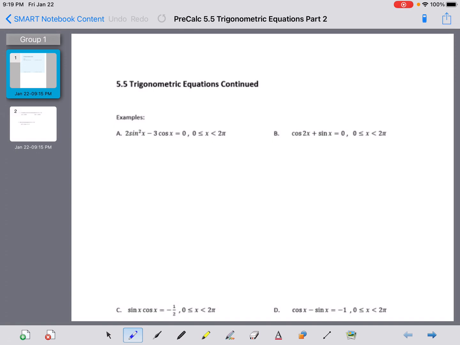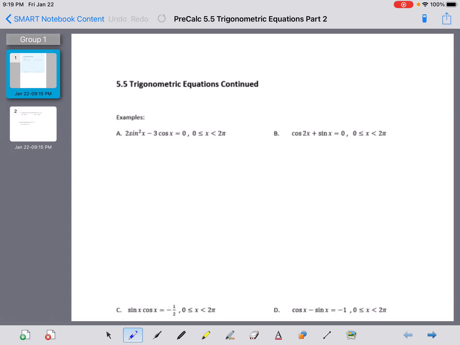So what we encounter here on our second day with A, I see 2 sine squared x minus 3 cosine x equals 0. Equaling 0 is always a great thing, but one thing I'm noticing right now is I've got sines and I've got cosines. And that makes it really difficult to solve. It's better to work all in one trigonometric function, not in a mix. But I notice I have sine squared.